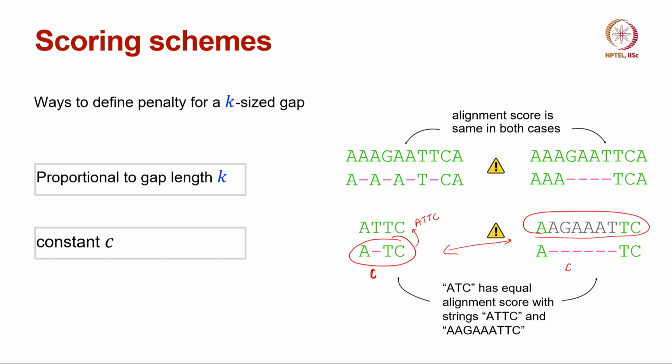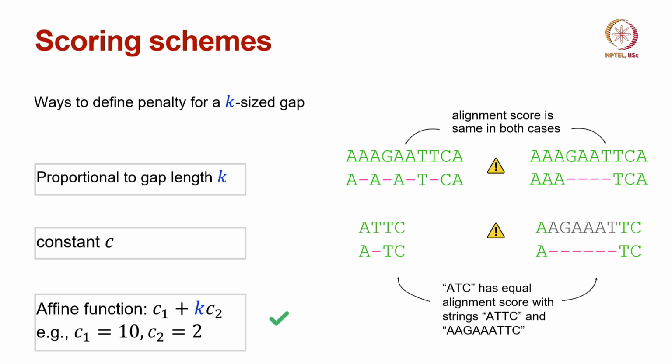A better solution, as you can imagine, would be to combine both of these aspects and have an affine function where the cost of a k sized gap is some constant plus k times some other constant. So, each gap of length k would cost C1 plus k times C2. Basically, you are charging a fixed penalty for that gap, that is C1, and depending on its length you are charging additionally C2 per unit length. Typically, C1 can be a larger value than C2. So, C1 can be 10 and C2 can be 2.